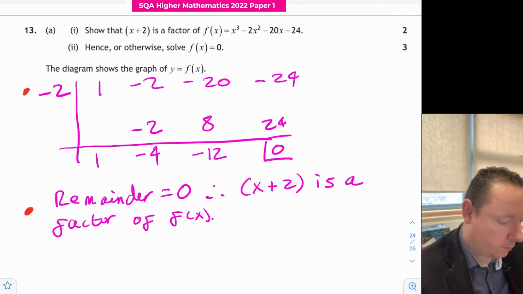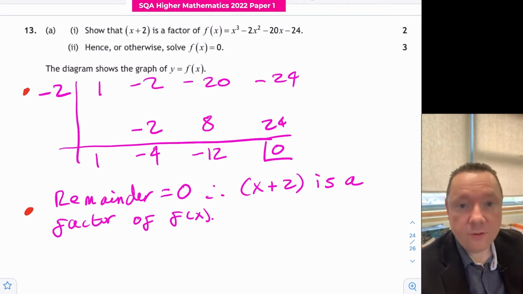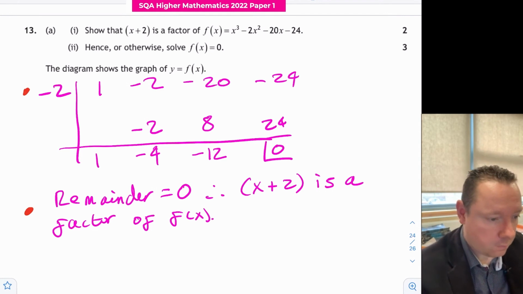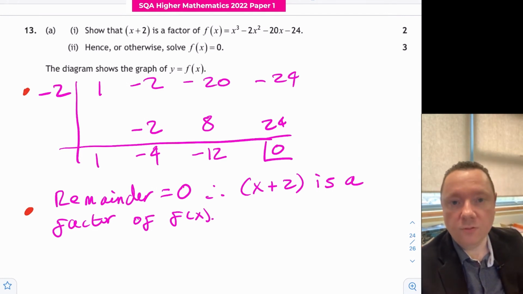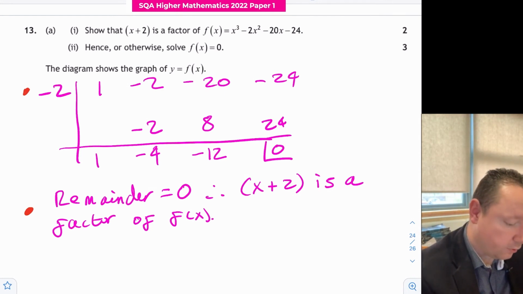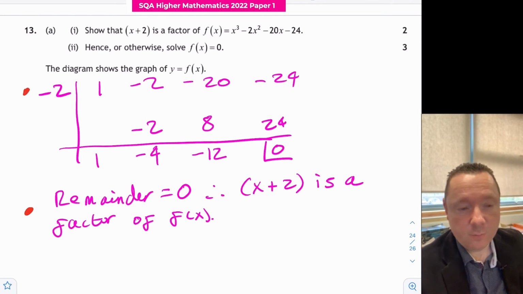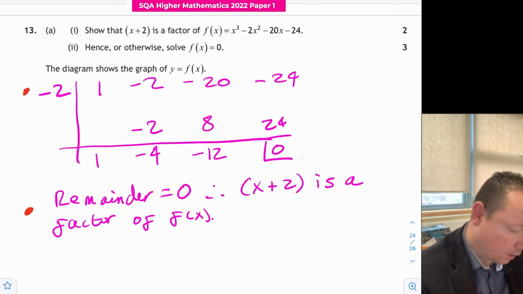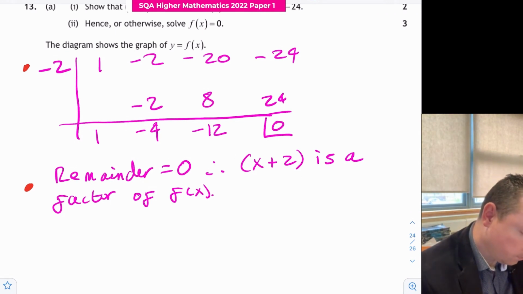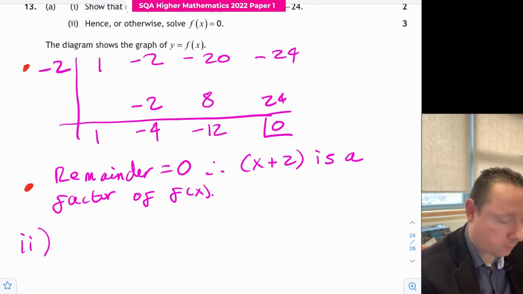Okay, let's move on to part 2. Hence or otherwise solve f of x equal to 0. Now, this is where the power of synthetic division comes in. If you've already done synthetic division in part A, you already know this. If you haven't done it for part A, then you're going to have to divide through. But let's just assume that we're doing it this way. So for part 2, we have got this whole bit, x squared minus 4x minus 12, as our factor.